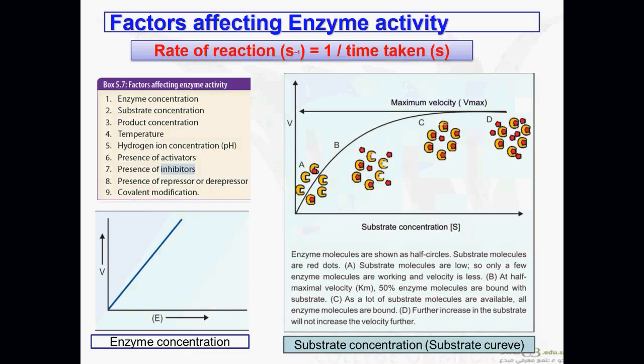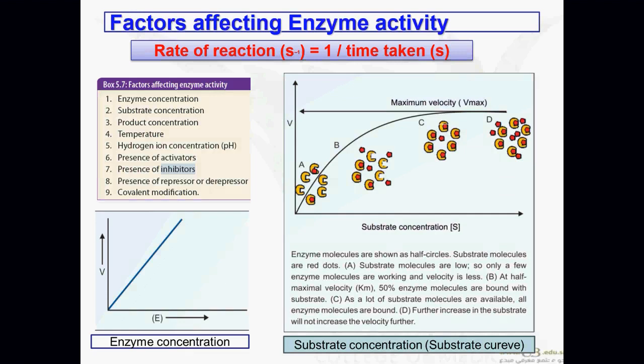Regarding the substrate concentration, these yellow shapes, the C-type shape, are examples of an enzyme, and we kept it constant in this example, and we changed the concentration of the substrate, which is the red circle or the red shape.